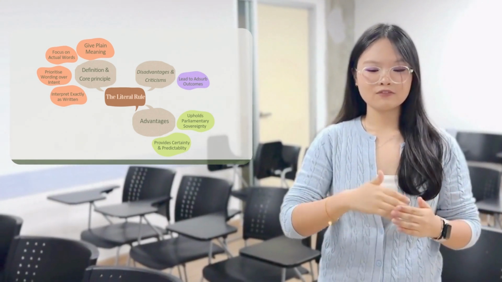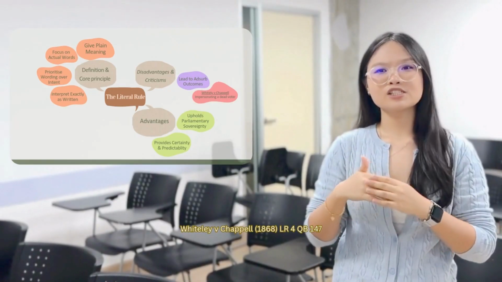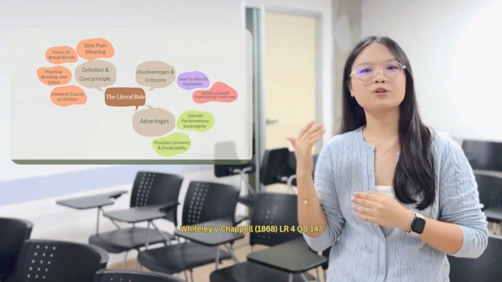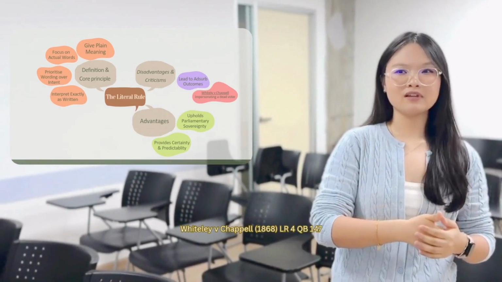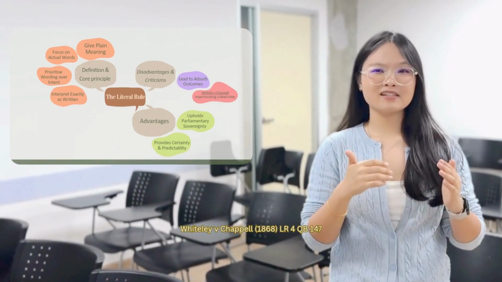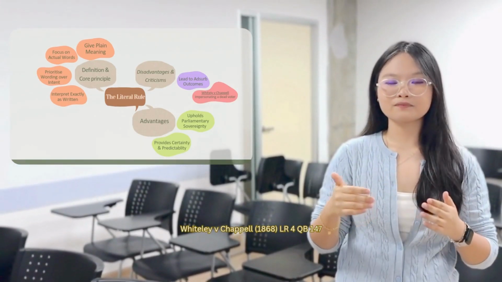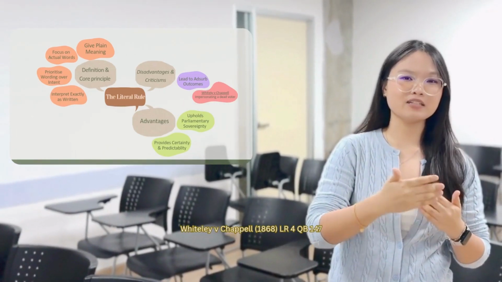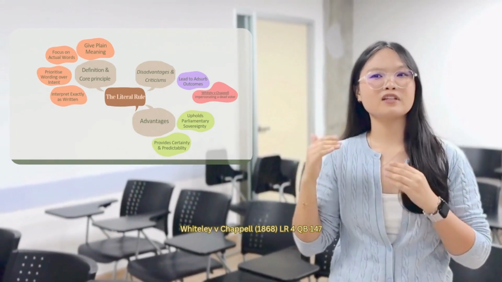For instance, in the Whiteley and Chapel case, the defendant was charged with impersonating any person entitled to vote, and he had used the name of a dead person. But since a dead person is not entitled to vote, the court acquitted him. This case illustrates how a strict application of the literal rule can ignore the obvious purpose of the law, which is to prevent electoral fraud.